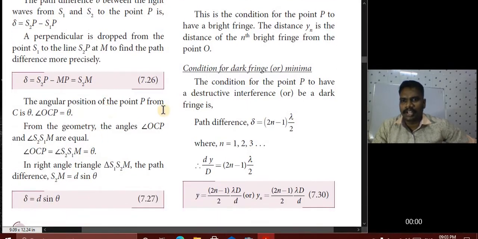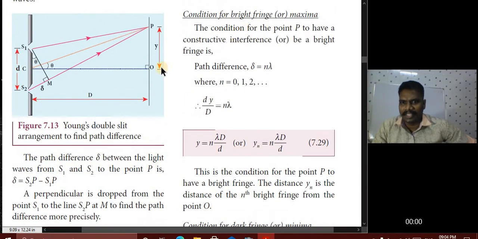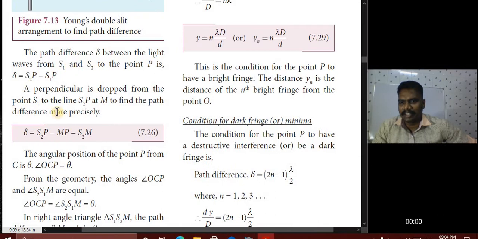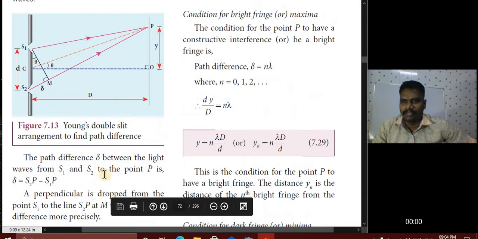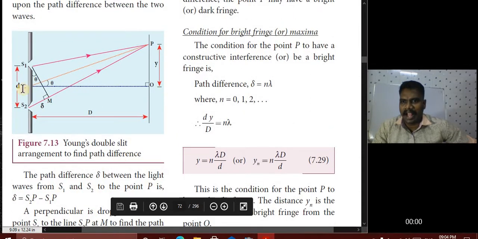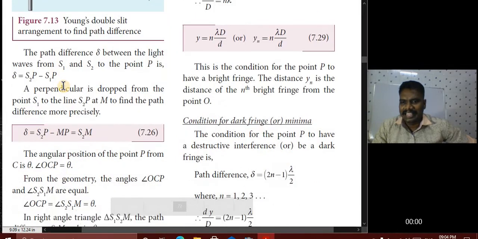The angular position of the point P from C is theta. Here this is the angle OCP, represented by theta. So angle OCP is equal to theta. From the geometry, the angle OCP and the angle S2S1M are equal. Here both the angles are equal.